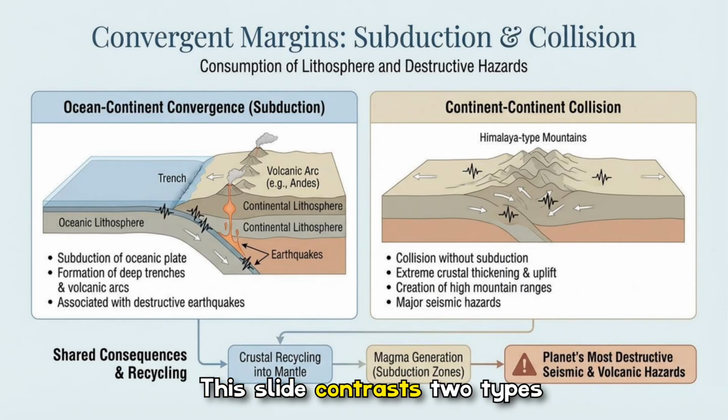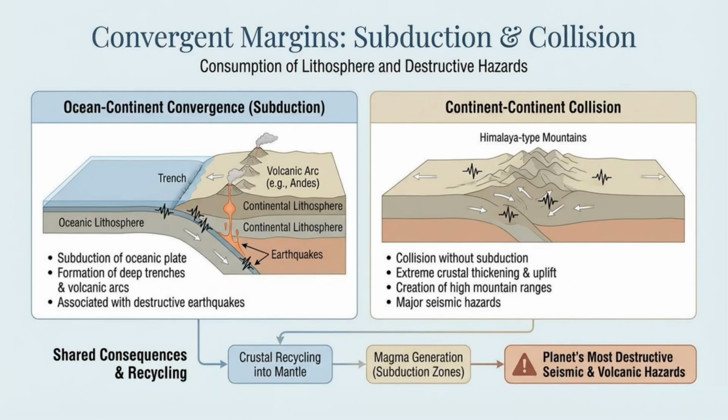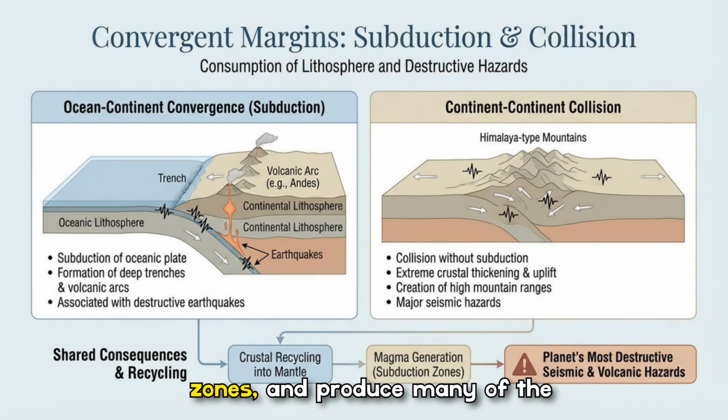This slide contrasts two types of convergence: oceanic plates subducting beneath continents, creating trenches, volcanic arcs, and deep earthquakes, and continent-continent collisions that thicken crust to build high mountain belts like the Himalaya. Both pathways recycle crust into the mantle, generate magma in subduction zones, and produce many of the planet's most destructive seismic and volcanic hazards.